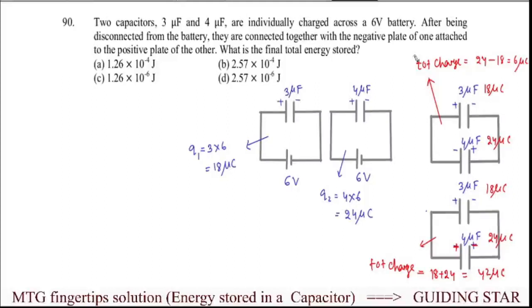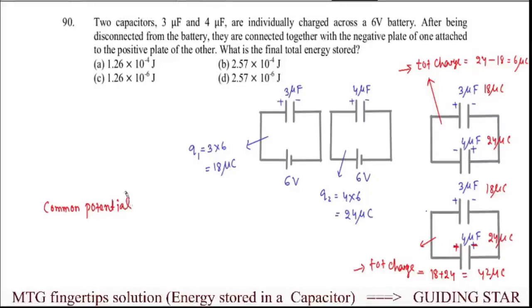So the calculation of total charge is helpful while finding out the common potential. Why? Because in both the connections, finally, redistribution of charges will take place. Redistribution means finally both the capacitors will achieve the same potential. That means we can find out the common potential over here.